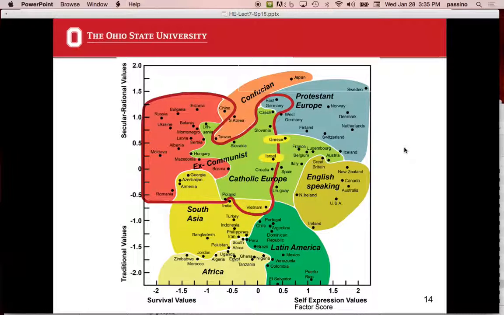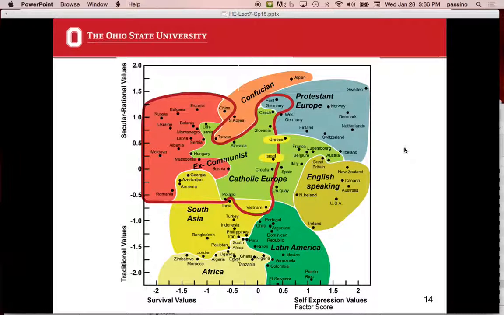Okay, well, let's look around a little bit. Protestant Europe up above. So, less religious than the United States. Everybody knows that. And Latin America below us. More traditional, more religious, less self-expressive. And then you have Africa down there trying to survive, very traditional. You can see the rest of them. They're split in Catholic and Protestant Europe, the ex-communists, etc.